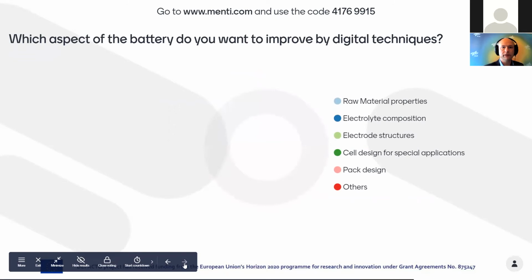I think we can go to the next question. Now the next two questions were actually chosen by me, and I wanted to find out about the specific technical aspects which you want to improve if you apply digital techniques.